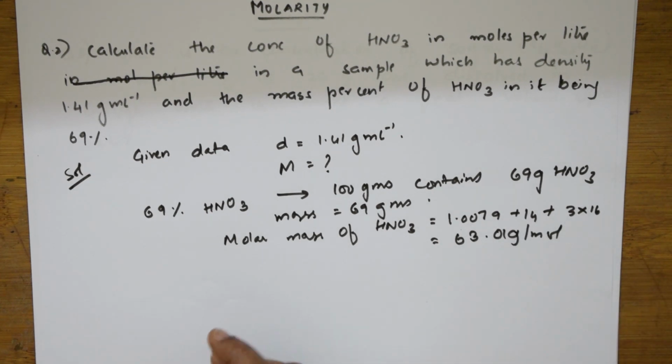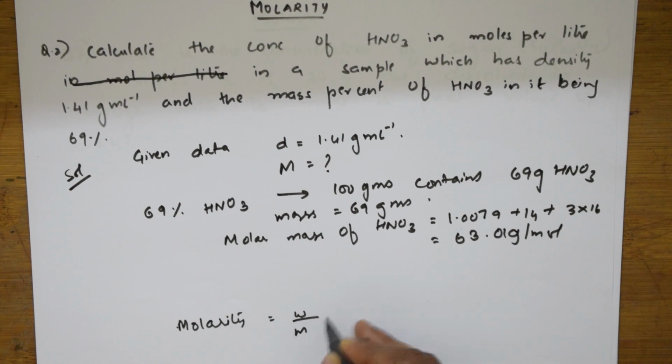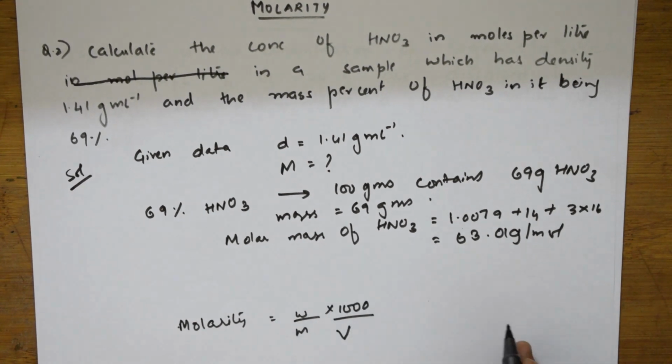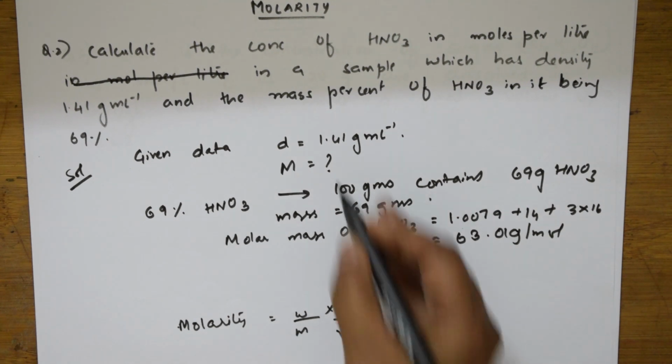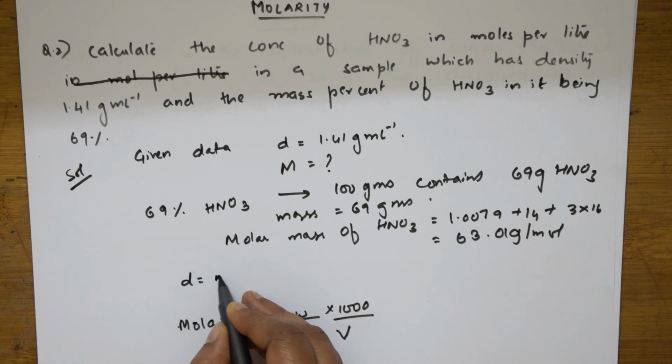So now let's come back. What is the formula for molarity? Molarity is equal to moles of the solute, that is the mass of the solute by molecular weight, into 1000 by the volume of the solution, isn't it? Yes. So did they give us anything? They've not given us the volume. They've given us density. So density is equal to mass by volume.